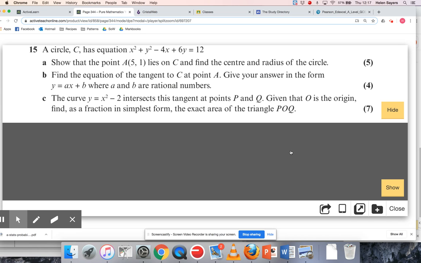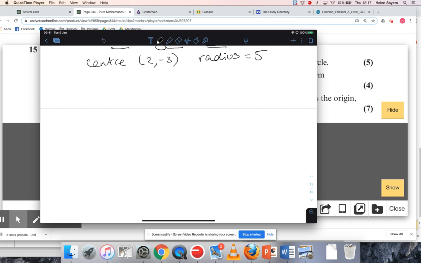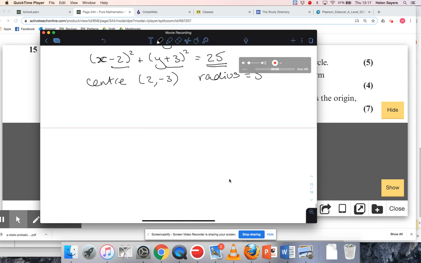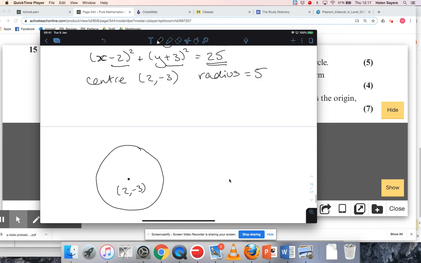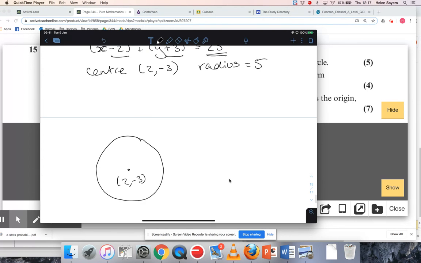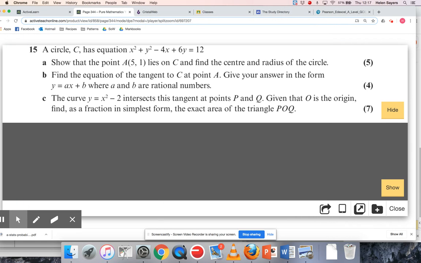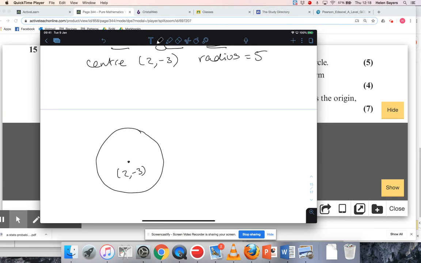Okay, right, question B. Find the equation of the tangent to the circle C at the point A, and then they want me to give an answer in that form. I don't really need a particularly accurate sketch, but I'll just draw it out so I can see what's going on. So the centre is at (2, minus 3), and the radius is 5, and A is at (5, 1). It really doesn't matter if this is accurate, but I'll get it in roughly the right position. So (5, 1) is about there somewhere.